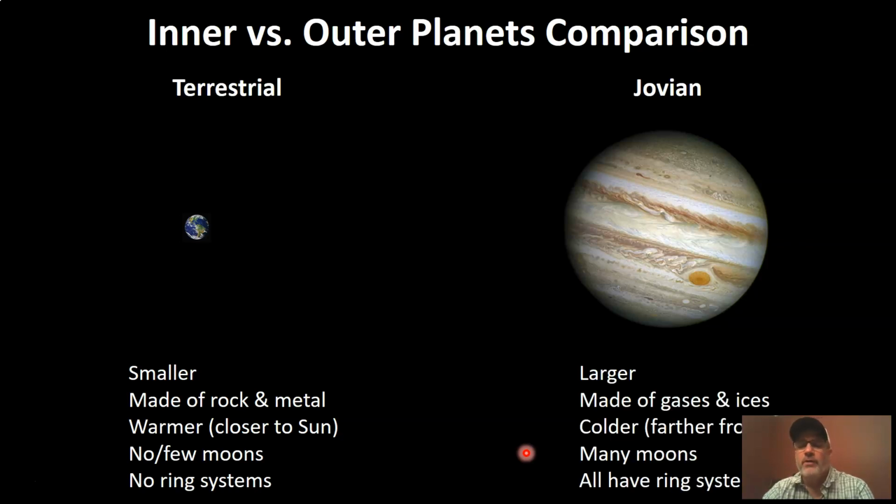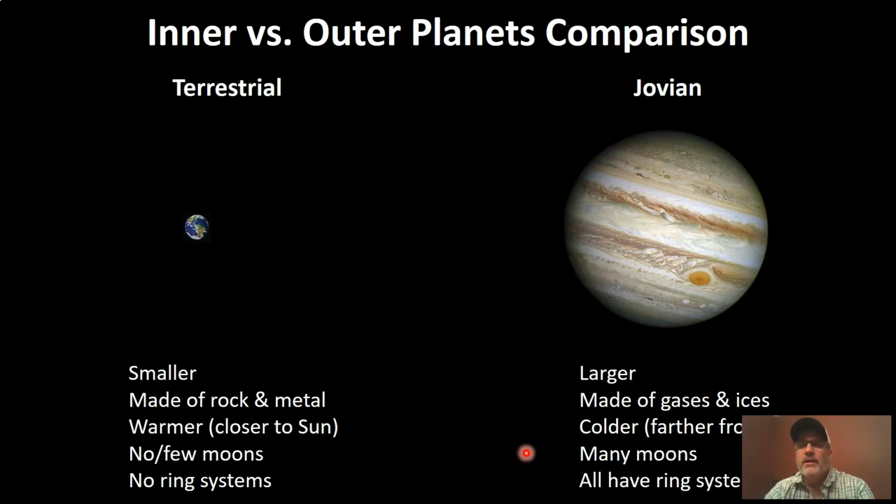So our Jovian planets, we can see that they're going to be much larger, very clearly. We've said these are not made of rock and metal. These are made of gases and ices. Of course, they're much colder. They're much further from the sun. These Jovian planets have lots of moons, many moons. As a matter of fact, Jupiter, I think, is up to 70 moons, very close to 70 moons.